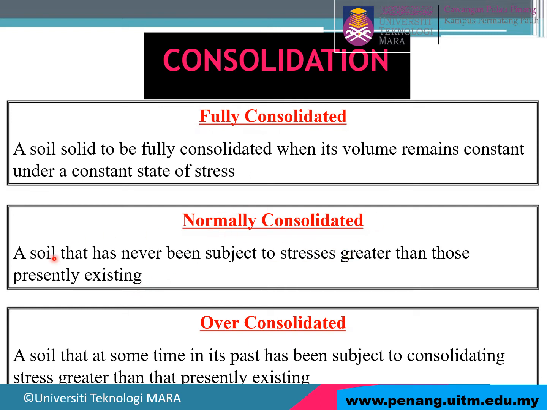For normally consolidated, the soil has never been subjected to stresses greater than those presently existing. For over consolidated, the soil at some time in the past has been subjected to a consolidating stress greater than the present existing one. It means that in the past, it went through a greater consolidation process compared to the existing. So this is the difference between fully, normally, and over consolidated.